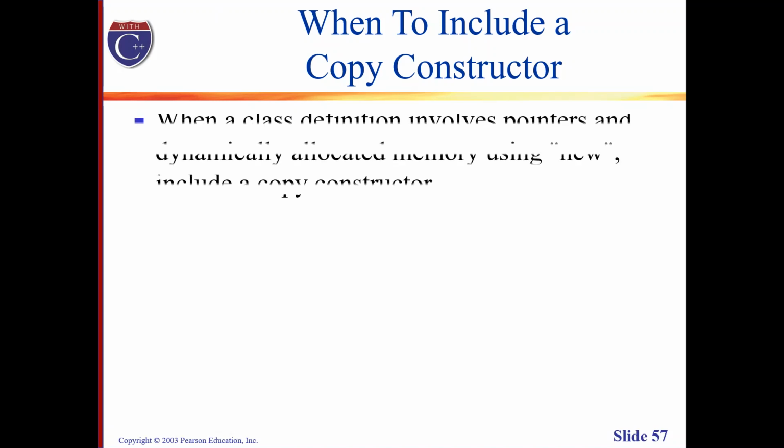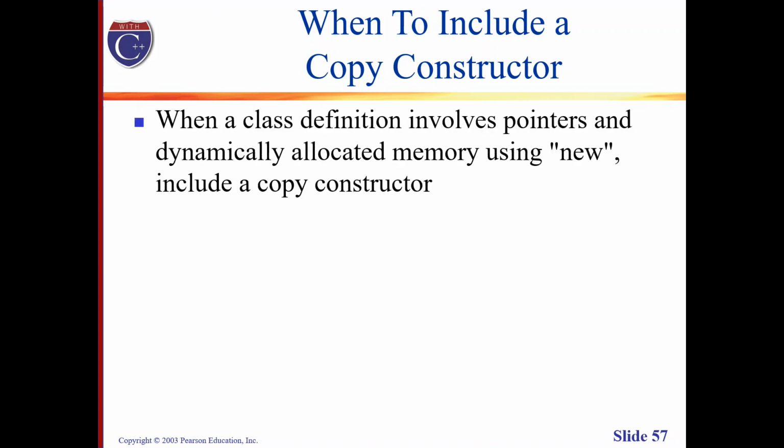So when do we need to include a copy constructor? When a class definition involves pointers and dynamically allocated memory using new, it makes sense that we use and include a copy constructor.